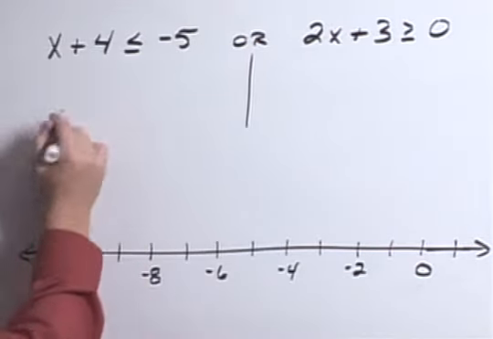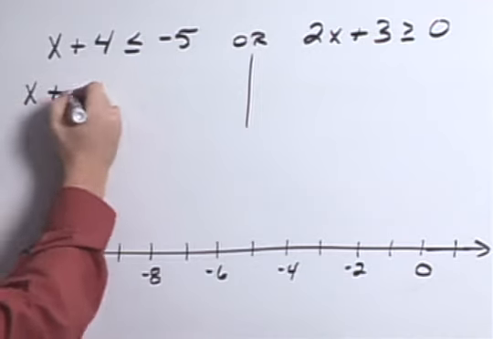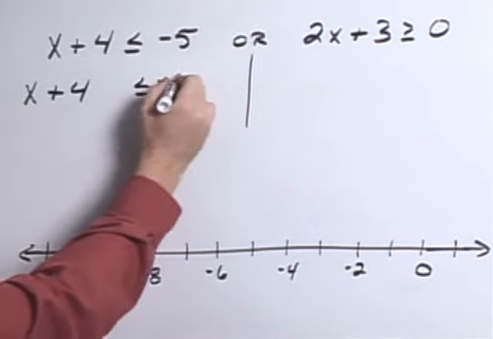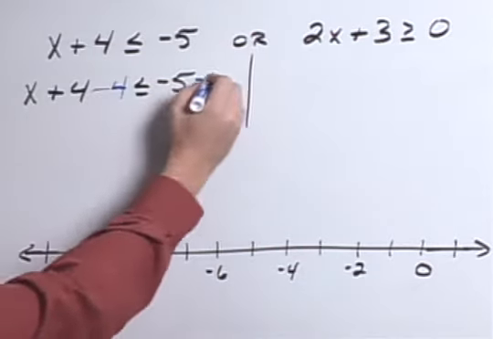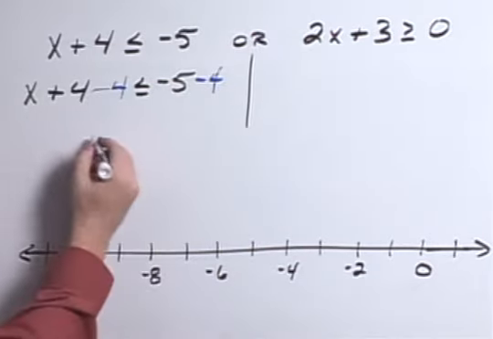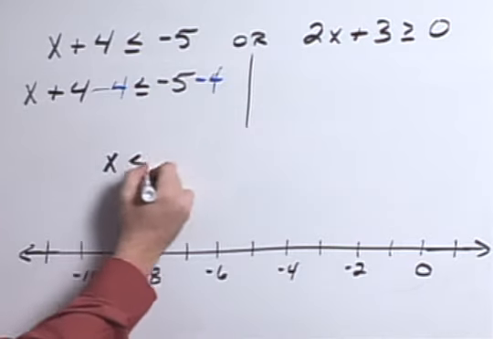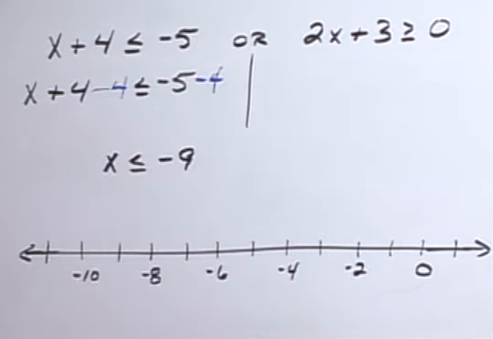Here, let's get rid of that plus 4. The opposite of plus 4 would be to subtract 4 from both sides. That would give us x is less than or equal to negative 9.